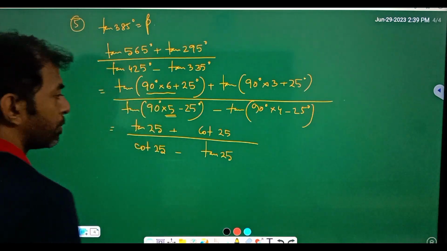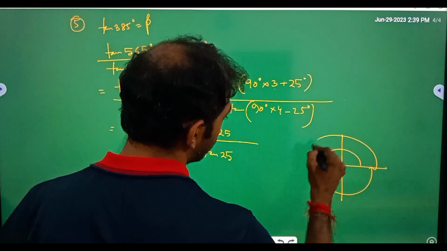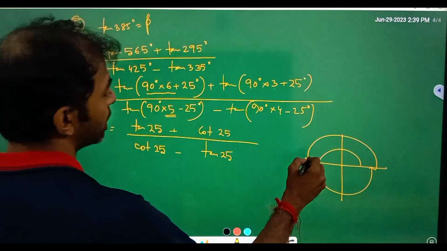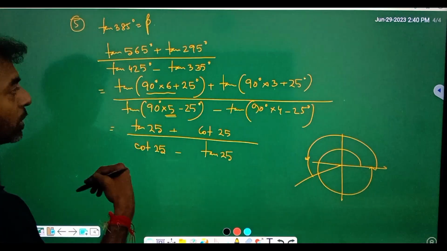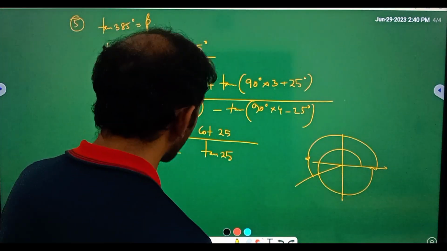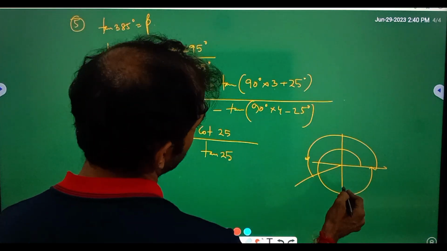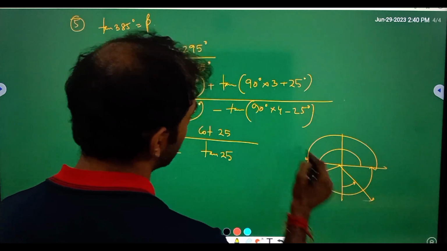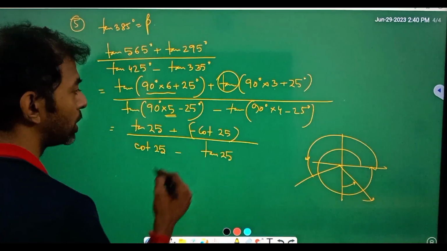Tan of 90 into 6 means 90 into 4, then 90 into 2, then a rotation of 25 degree, that is, I am ending in the third quadrant. In the third quadrant tan is always positive. Okay, then the next part, 90 into 3 plus 25 definitely lies in the fourth quadrant, and in the fourth quadrant tan is always negative, so that's going to be minus cot 25.